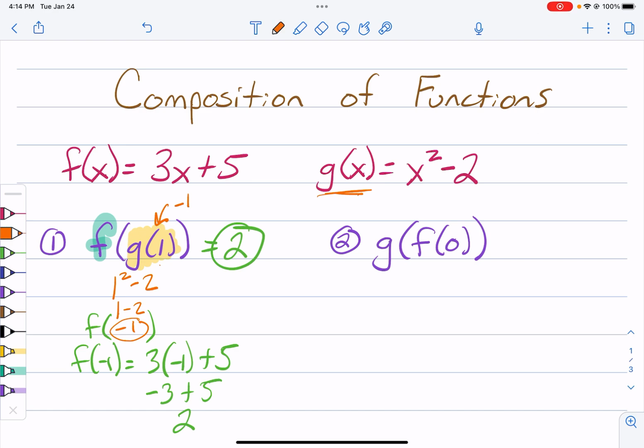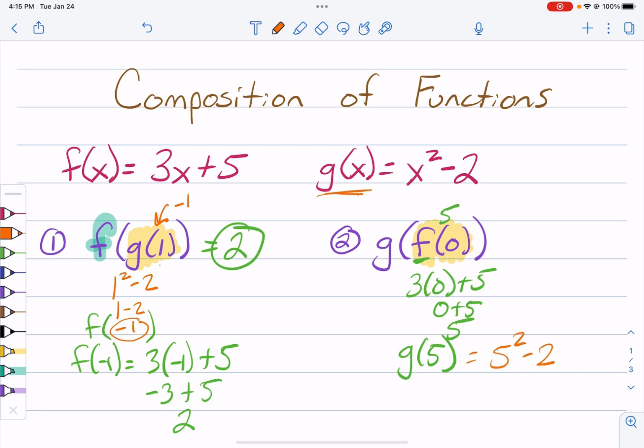Now you have to make sure you are careful again about your order, because on number 2, I switched it around. I did g of f of 0. So if I start on the inside, the first thing I'm going to find is f of 0. So I'm going to make sure I use my f equation, and I'm going to plug a 0 in where x is. So I'm going to have 3 times 0 plus 5. So 3 times 0 is 0, plus 5 is 5. So that means that f of 0 is 5. So now I'm going to find g of 5. So I'm going to take my 5 and plug it into the g equation. So it's going to be 5 squared minus 2. So 25 minus 2, which is 23.